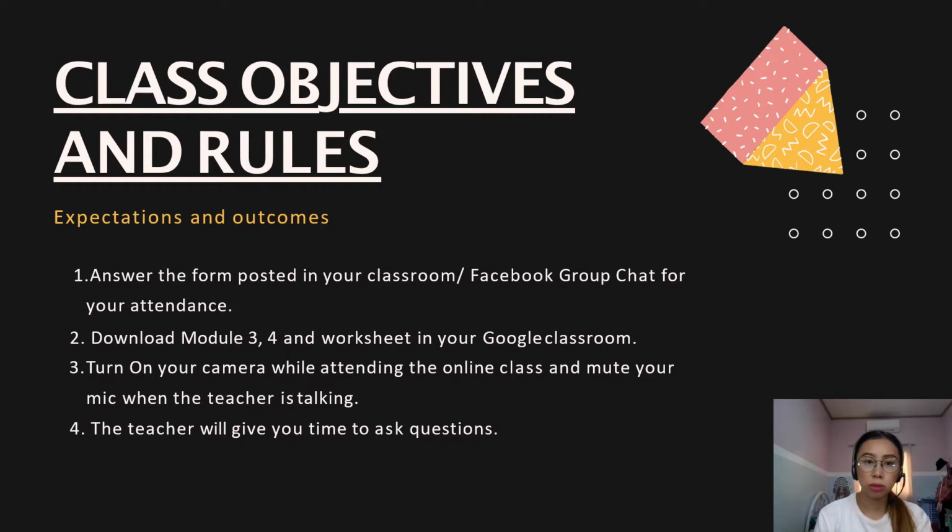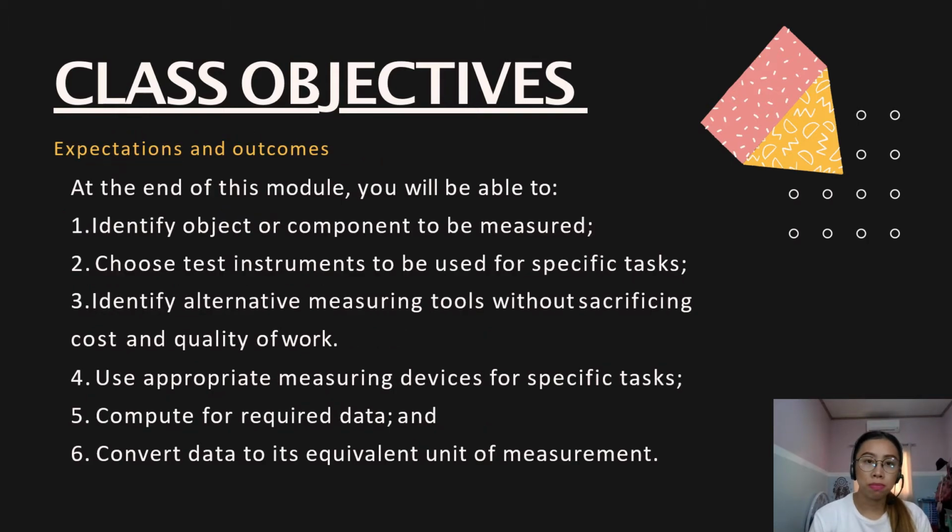Class objectives, rules, expectations and outcome. Number 1, answer the form posted in your classroom or in your Facebook group chat for your attendance. That is the Google form I sent to you earlier. Number 2, download Module 3 and 4 and the worksheet in your Google Classroom. Number 3, turn on your camera while attending the online class and mute your mic when the teacher is talking. The teacher will give you time to ask questions.